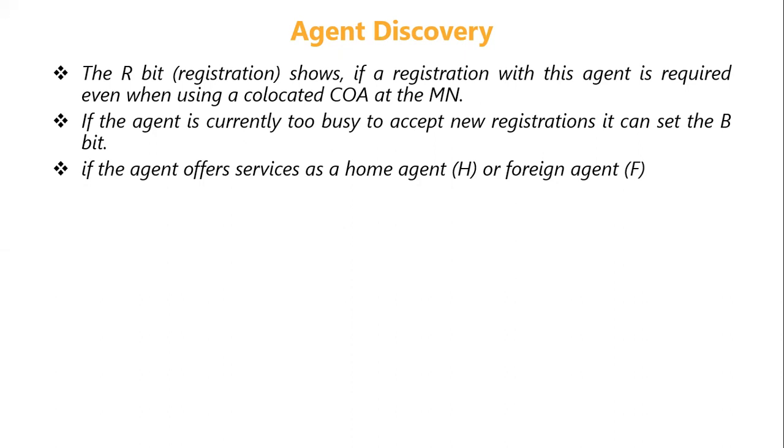So there are two bits which represent whether the agent is offering any service as a home agent or foreign agent. Whether it is providing any service as a home agent or foreign agent is represented through the attributes H and F.